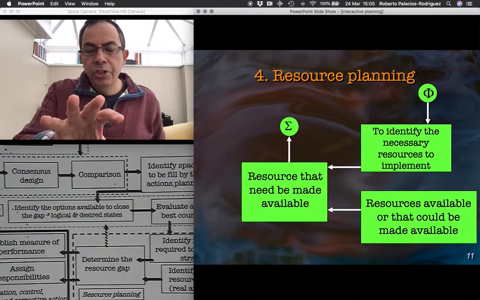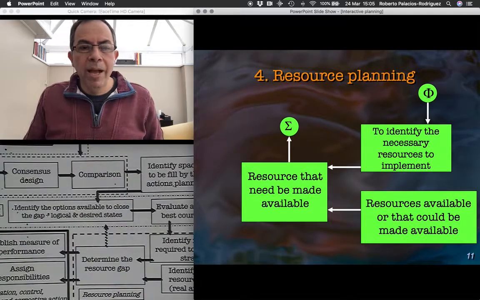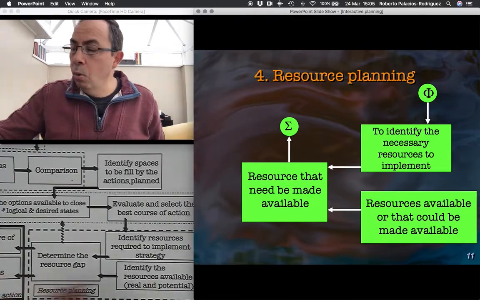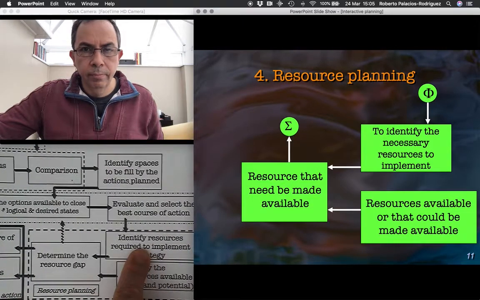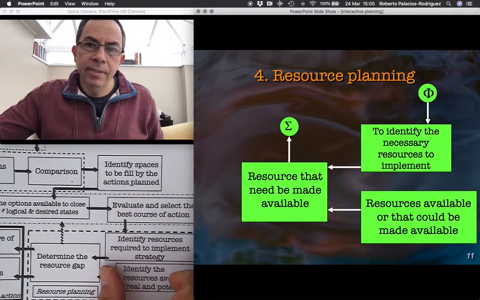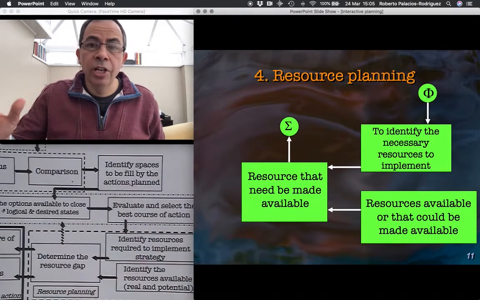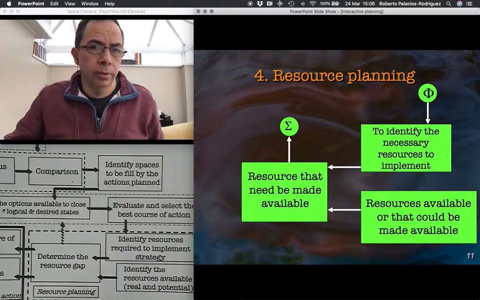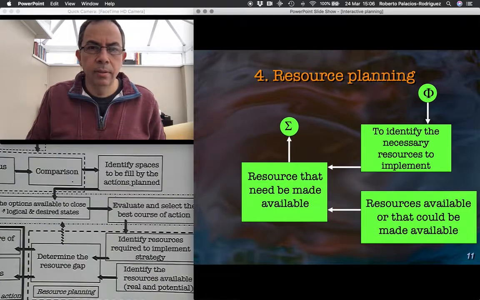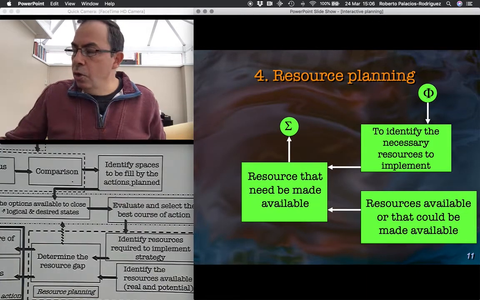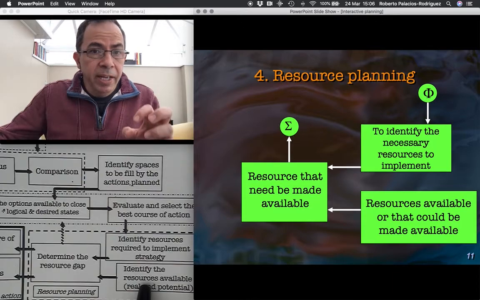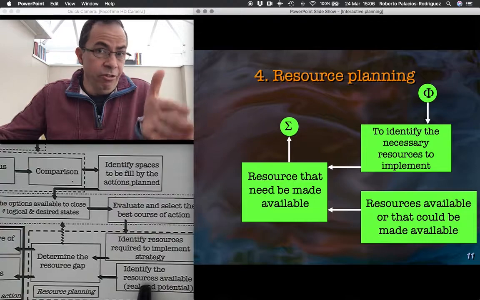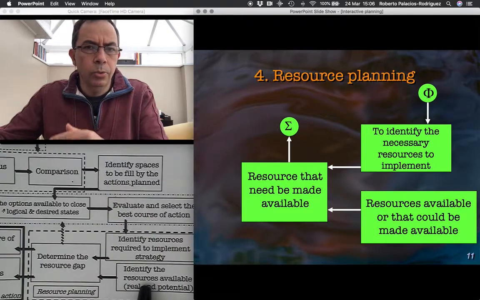The 4th stage, resource planning, is composed by 3 activities. First, you need to identify what resources are required. What are the elements that you need in order to move in the direction that you want? At the same time, you can identify what resources you got. What is what you have at the moment? Maybe some of these resources are not currently available, but it will over time, like having your degree. You don't have your degree right now, but you will have it in due time.